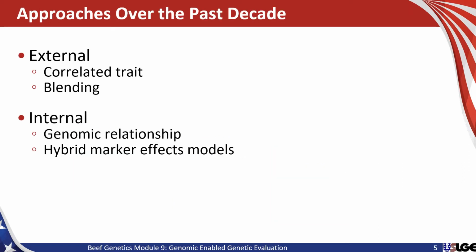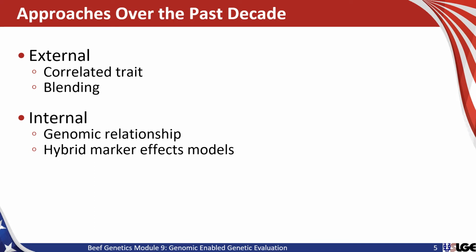Here I have a description of the general approaches used to incorporate genomic information into EPD over the past decade. The first is what I call external, whereby external to the genetic evaluation itself, marker effects are estimated, and for newly genotyped animals, those marker effects are used to calculate what we call a molecular breeding value. The molecular breeding value is then incorporated into the calculation of EPDs either through a correlated trait approach in the genetic evaluation or post-evaluation by indexing together the molecular breeding value and the EPD. That's a process we've called blending.